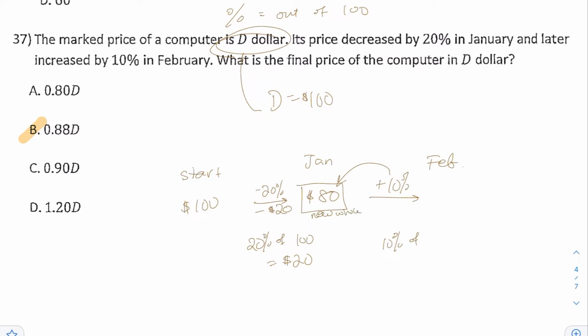You find 10% of the new whole, which is 80. So 10% of 80 is 1/10 times 80. And the 0 cancels out, and this means $8. So we'll be adding $8 to $80. That'll give you $88. So this is the final price.